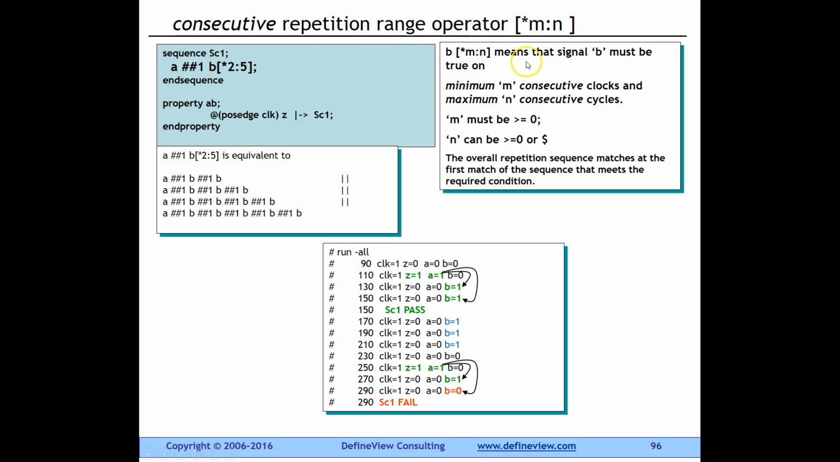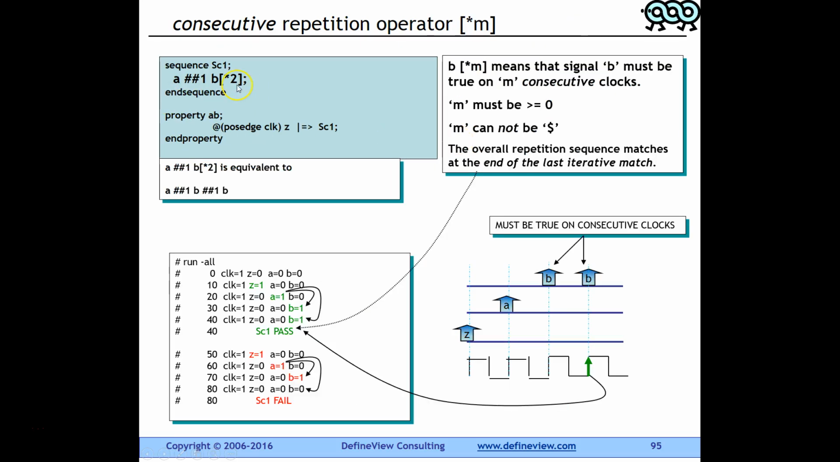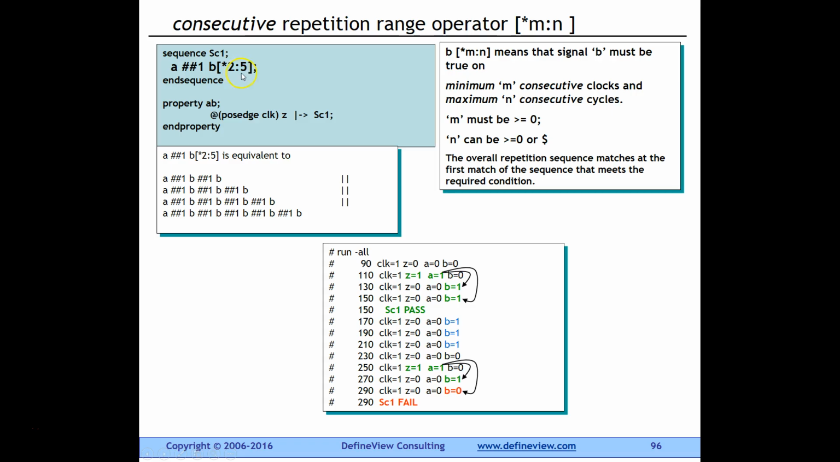Let's first look at the formal definition. Minimum of M consecutive clocks, which is 2 here, and maximum of N consecutive clocks, which is 5 here. M can be greater than or equal to 0. And just like in the clock delay range operator, N can be greater than or equal to 0 or infinite. Note that M cannot be infinite. But here, since this is a range operator, we have a lower limit, so the upper limit can be infinite. That's the reason N can be infinite.